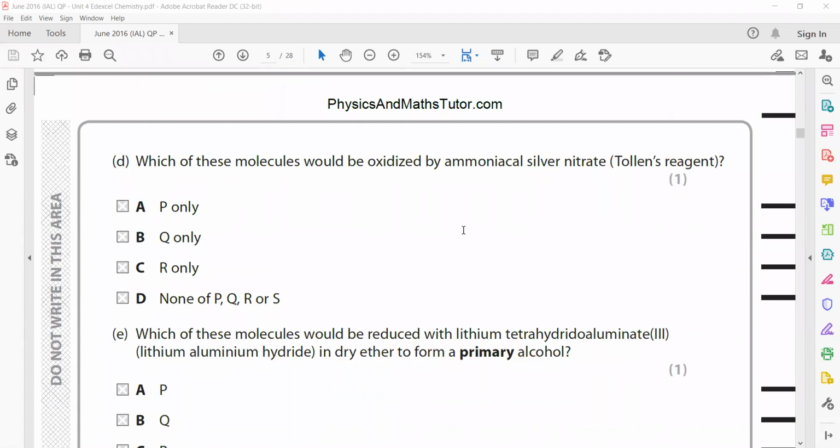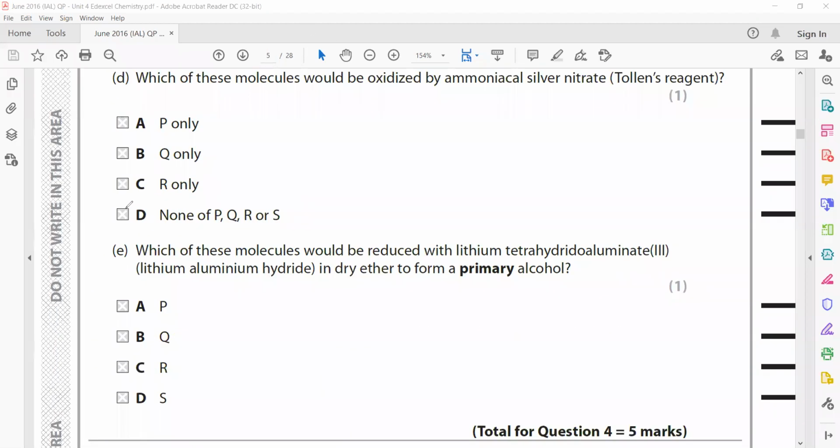So none of P, Q, R, and S will be oxidized by Tollens' reagent, because that will give a positive result with aldehydes only. Which of these molecules would be reduced by lithium tetrahydridoaluminate(III) in dry ether to form a primary alcohol?